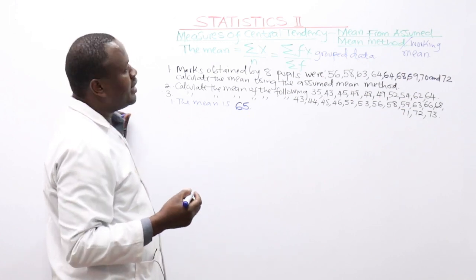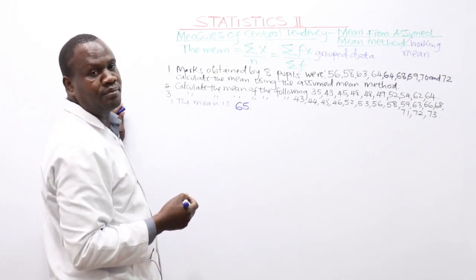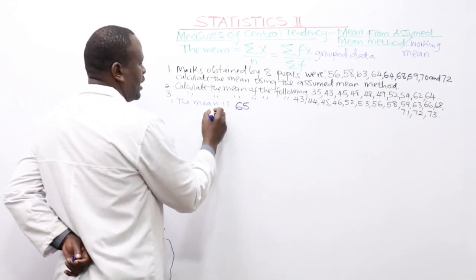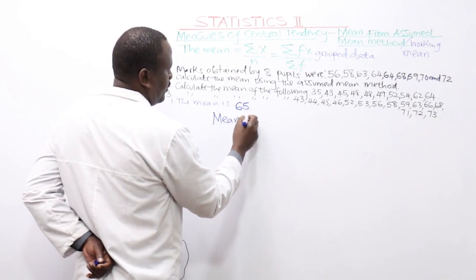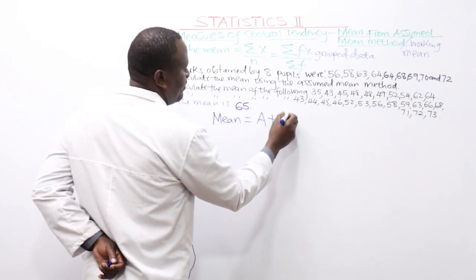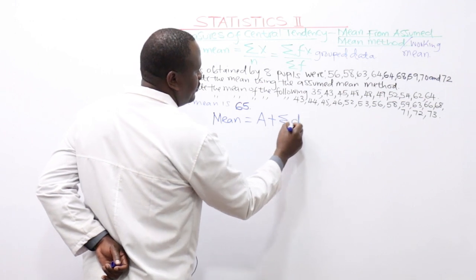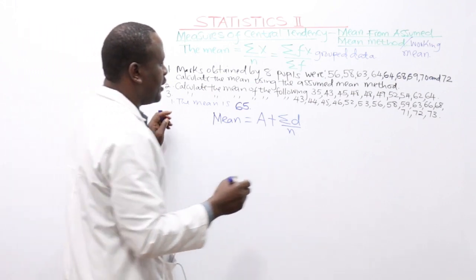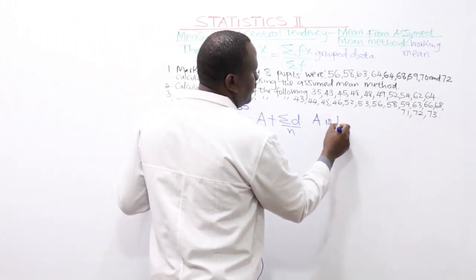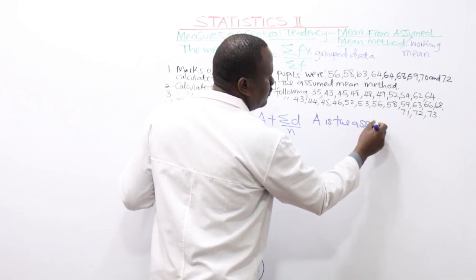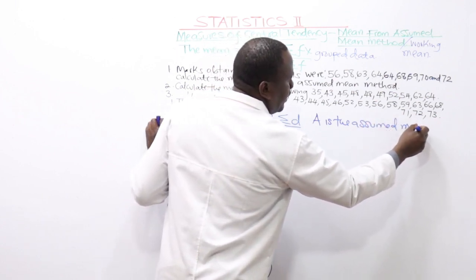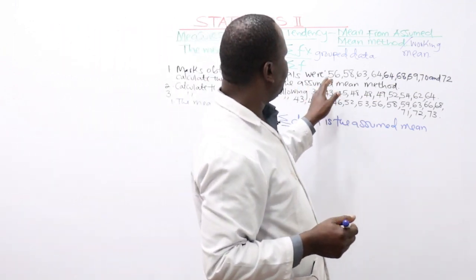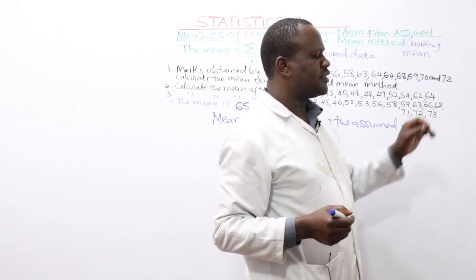But we want to introduce another method called the assumed mean method. In this method, the mean has this formula: A plus summation of D over N. So what is A? A is the assumed mean. By that we mean we look at the values here. They range from 56 to 72.